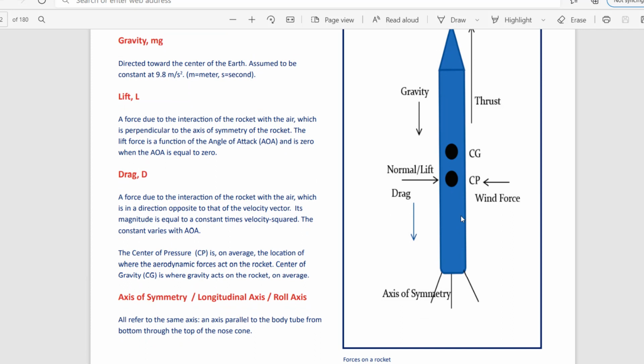Throughout this book and throughout my presentation of model rocket launches, I'll use these three terms: axis of symmetry, longitudinal axis, and roll axis, and it's all the same axis. It's this axis that runs through the bottom of the rocket, parallel to the body tube, through the nose cone of the rocket.